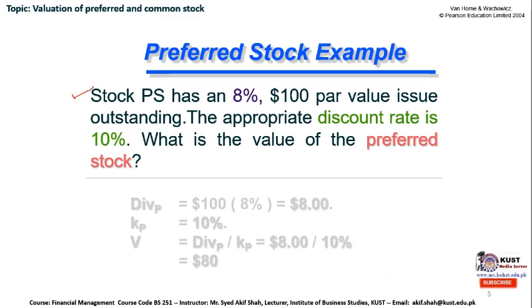Stock PS, named as preferred stock, has an 8%. This 8% is the fixed amount of dividend the company is going to pay to the holder of preferred stock, and its par value is $100. Issued and outstanding. Outstanding means that this stock has been sold by the corporation and somebody is owning or possessing this share. And the question says the appropriate discount rate is 10%. And finally, the question asks us to calculate the intrinsic value, or what is the value of this preferred stock.